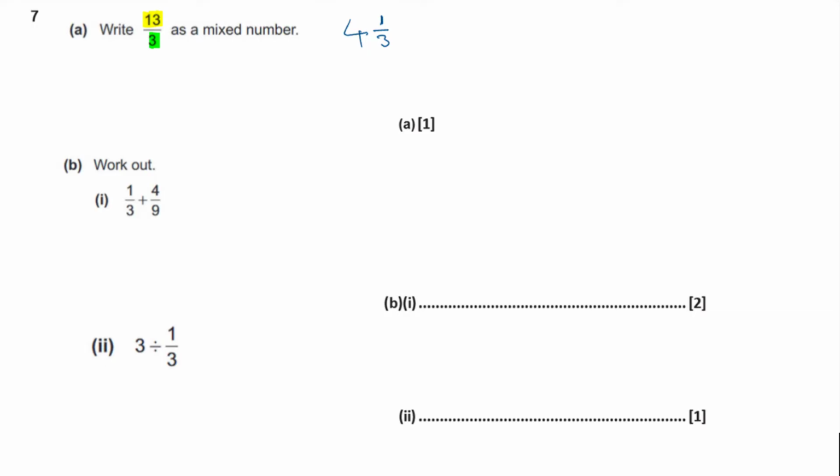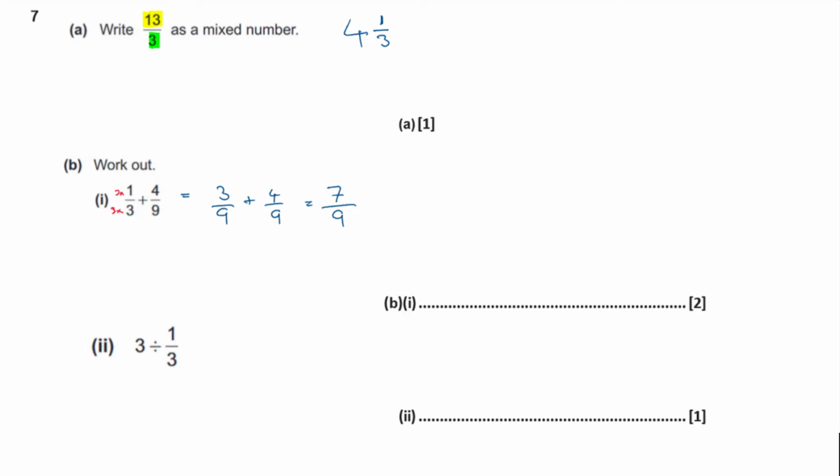Okay, now part B says work out 1/3 plus 4/9. Now you can only add fractions together when the denominators are equal. Currently they're not. But you can see that 3 times 3 is 9, isn't it? So I can easily make the first fraction into 9ths by multiplying top and bottom by 3. So 3 times 1 is 3, and 3 times 3 is 9. So 1/3 is the same thing as 3/9. 4/9 can stay as is, and once I've got the denominators the same, I can just go ahead and add the numerators. So 3 plus 4, that's 7. That's 7/9 altogether.